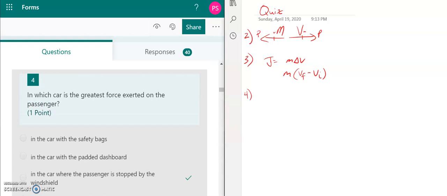Number 4, in which car is the greatest force exerted on the passenger? Well, they all have the same impulse, but let's just make up a number. Let's say that impulse is 1,000. That would equal F times t. When the person is stopped by just the windshield, the time they're going to come to rest is going to be the shortest. You're going to have the smallest amount of time, therefore the biggest amount of force. So whichever one slows the person down most immediately is going to give the biggest amount of force.